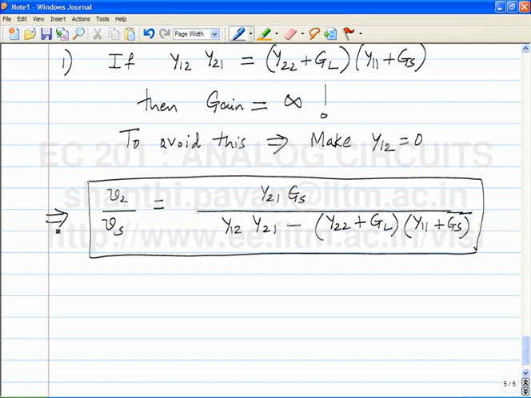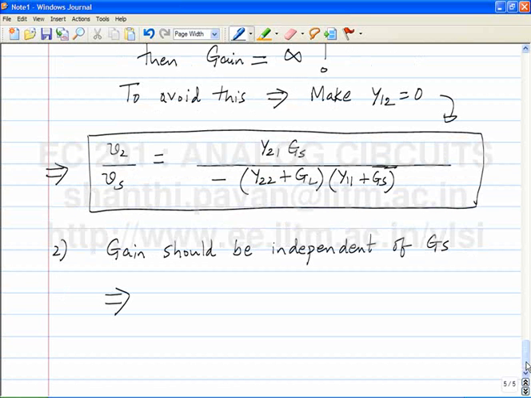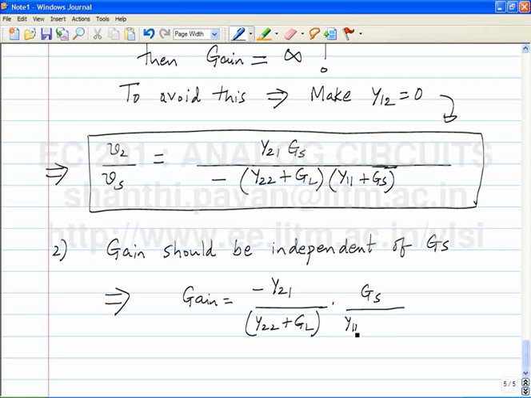Now if you set Y12 to 0, what happens to the expression? This term is not there anymore. Now you want a gain which is independent of GS. How does GS appear? Gain is basically minus Y21 by Y22 plus GL, times GS by Y11 plus GS.